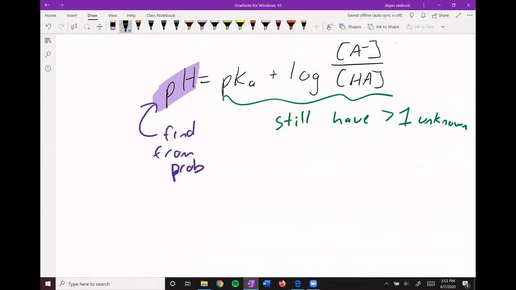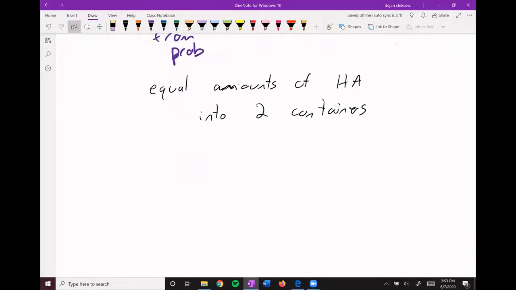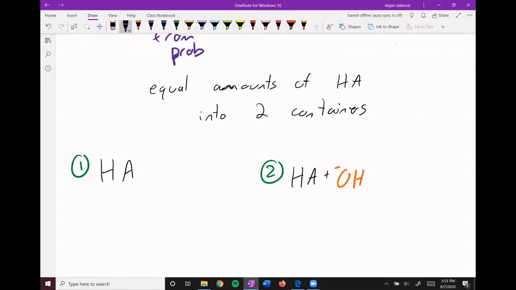And our trick first starts off with separating equal amounts of HA into 2 containers. Right, so we're going to have equal amounts of HA in 2 containers. In our first container, we're just going to leave it alone. We're not really going to do anything to it. In our second container of HA, we're going to add base to it, and we're going to titrate this until it's basic, right? So we're going to add some sodium hydroxide to this.